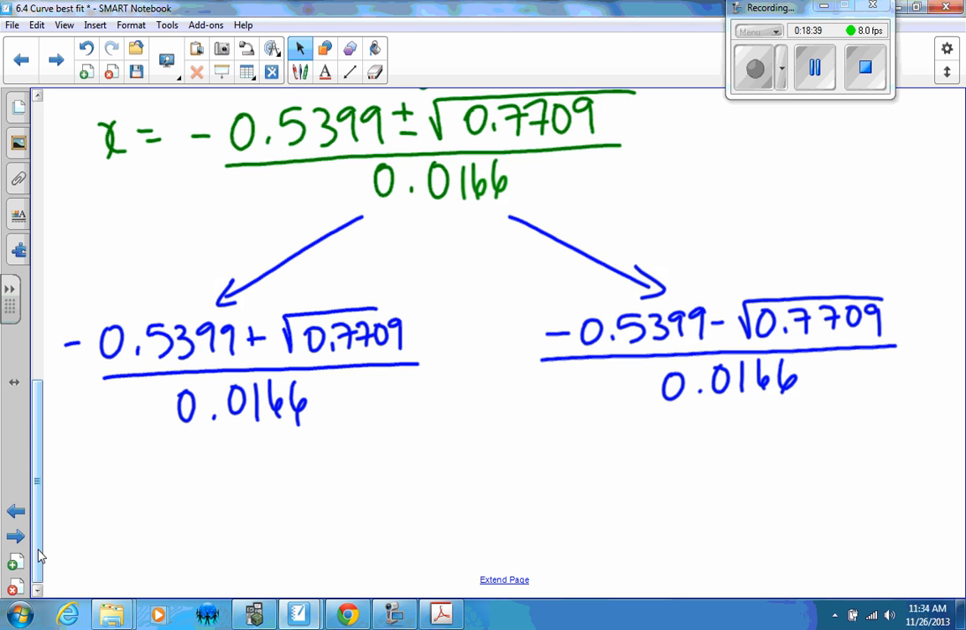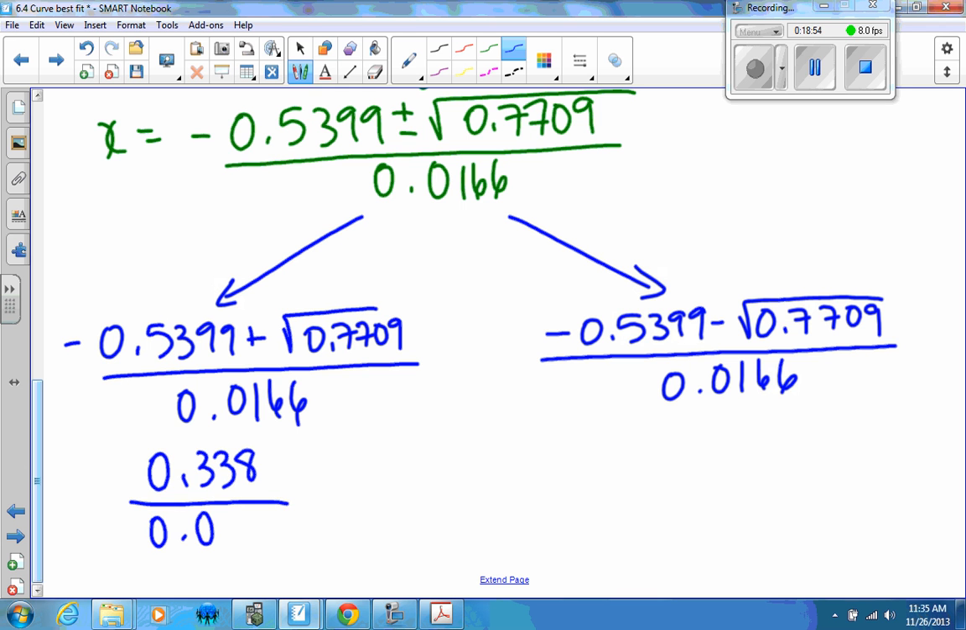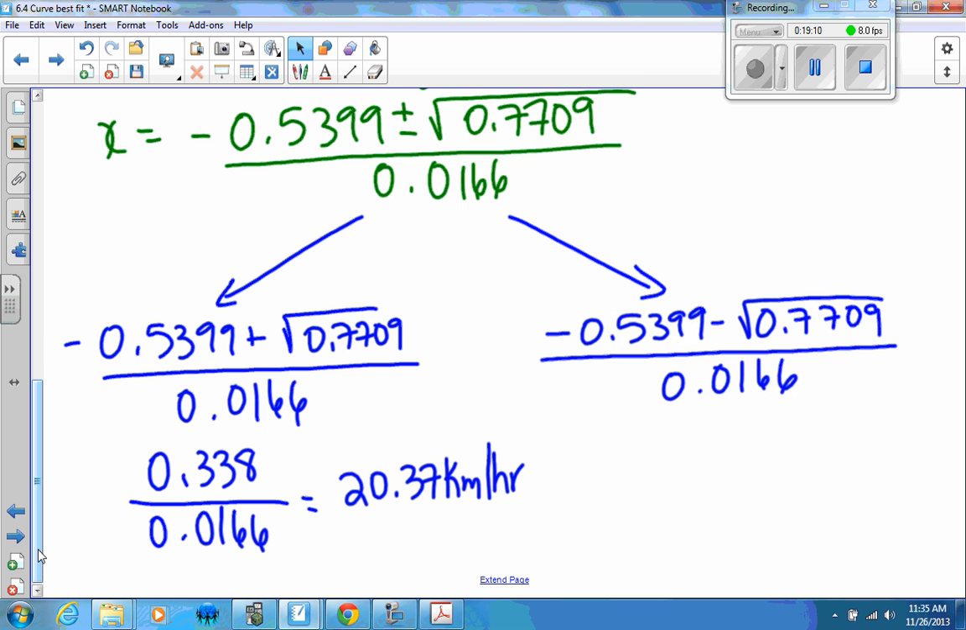Okay, so if I put the first one into my calculator, negative 0.5399 plus the square root of 0.7709, and I hit enter, I'm going to get 0.338 divided by 0.0166. So I'm going to get 20.37 kilometers per hour.